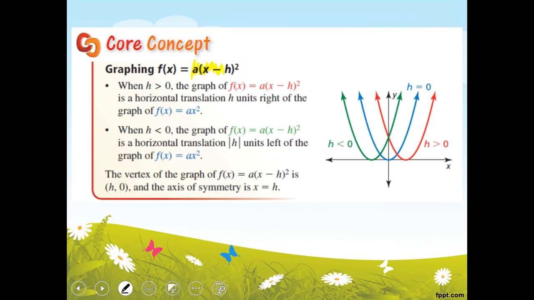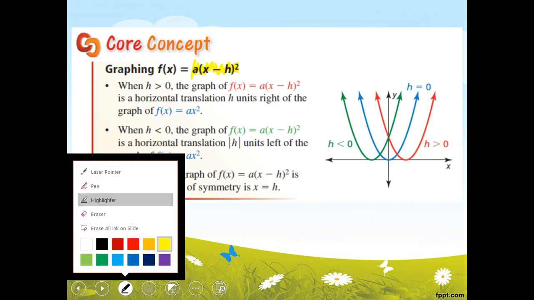It's a, and then in parentheses, x minus h squared. Okay? And if we look at what that h is doing here, when h is greater than 0, it is a horizontal translation. So remember when we were dealing with ax squared plus bx plus c, it was moving up and down. When we see it in this form, that h value is going to be moving your quadratic function in a horizontal manner, either to the left or to the right.